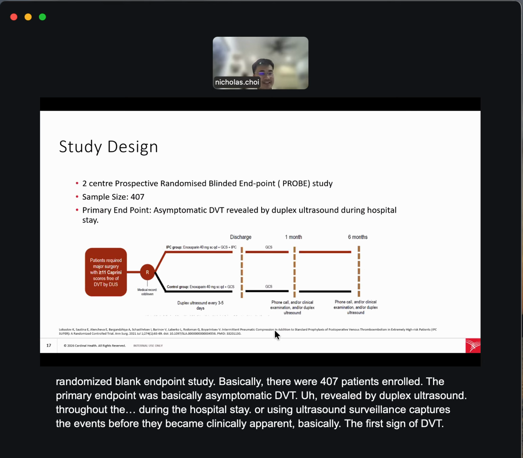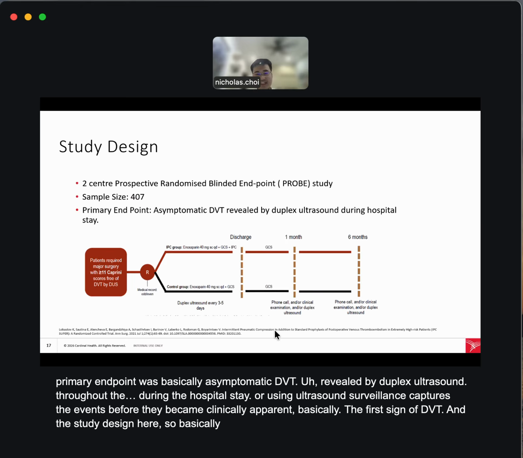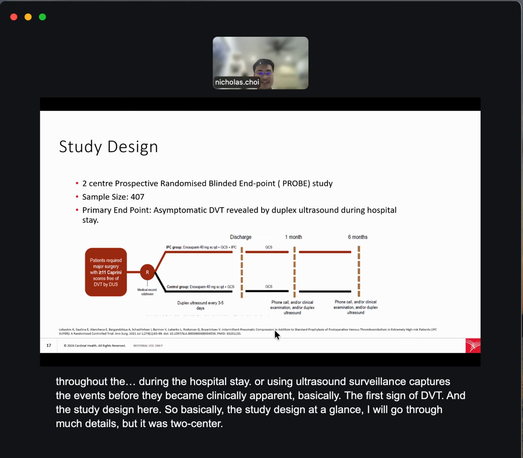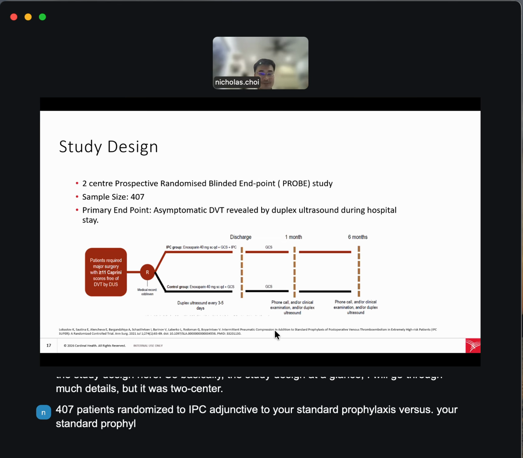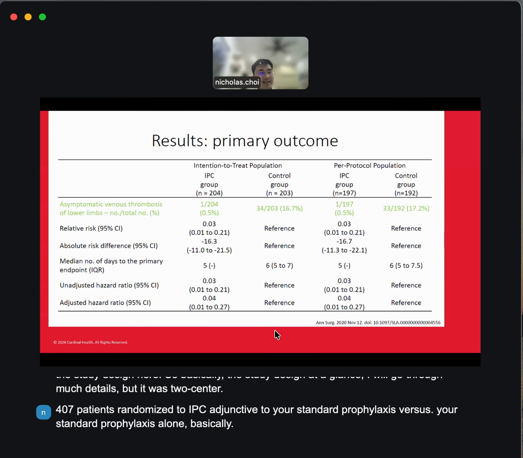And the study design here. So basically the study design at a glance, I won't go through much detail, but it was 2-center, 407 patients randomized to IPC adjunctive to your standard prophylaxis versus your standard prophylaxis alone, basically. And what does this IPC study actually tell us in terms of the primary outcome?